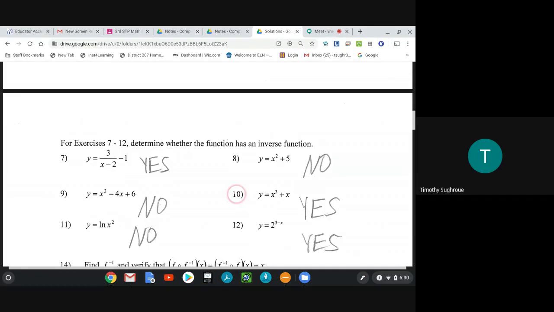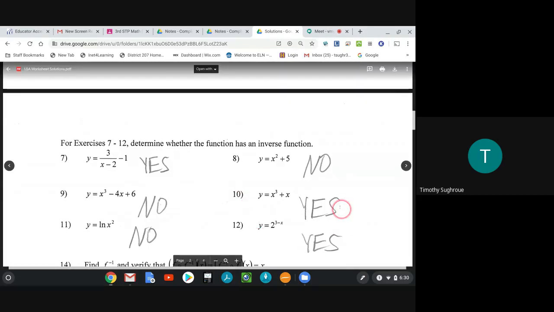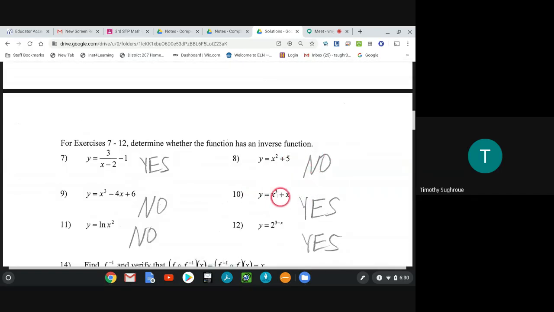10 is an interesting problem in that 10 does have an inverse. X cubed plus x is an always increasing function from left to right. Since it's always increasing, it has an inverse. But we really can't find it algebraically. If we switch x and y, we can't resolve for y because of this x cubed plus x scenario. Not without a lot of work, at least. But if you type it in your graphing calculator, you'll see it's an always increasing function. So it does have an inverse. It just may be difficult to find.